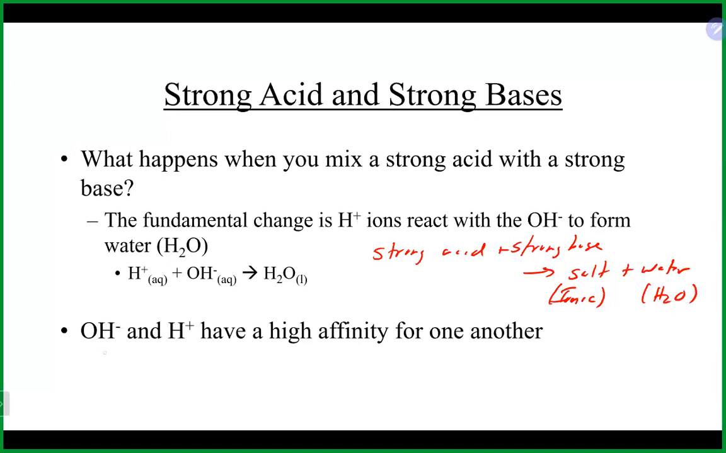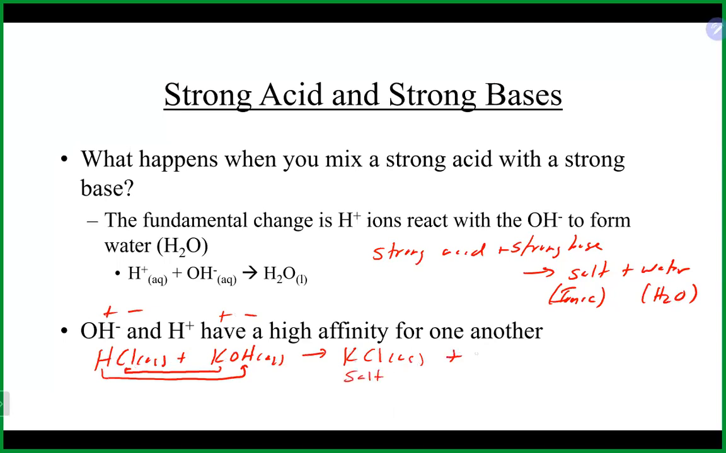So for example, if we took something like hydrochloric acid and potassium hydroxide, it really is a double displacement reaction, plus and minus. The H plus and the OH minus will come together, and the chloride and the potassium will come together. That will make KCl, which based on solubility rules is going to be aqueous, and that is our salt. And it will make water. That's our acid, and that's our base.